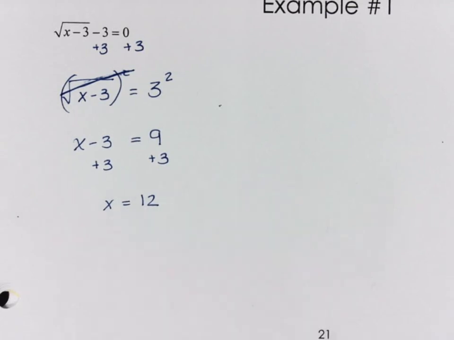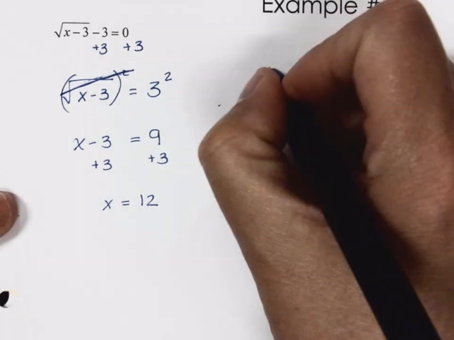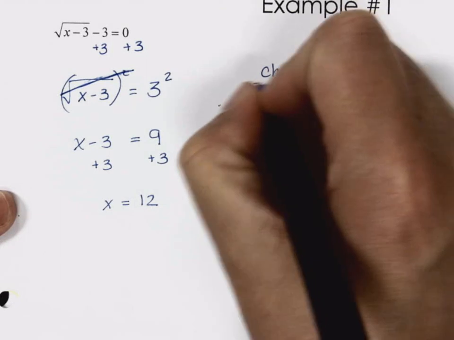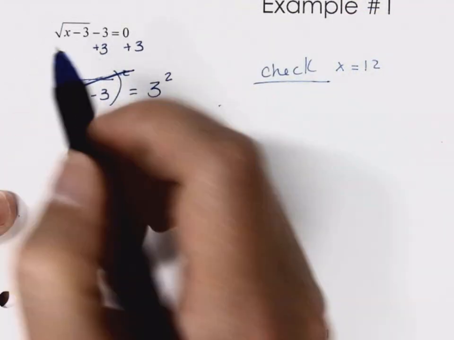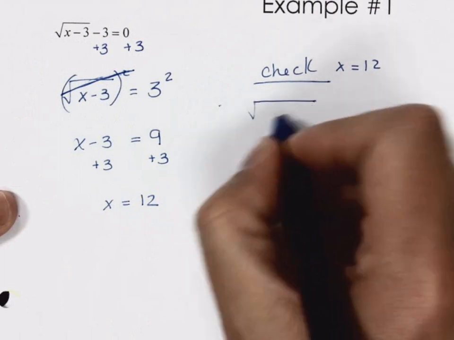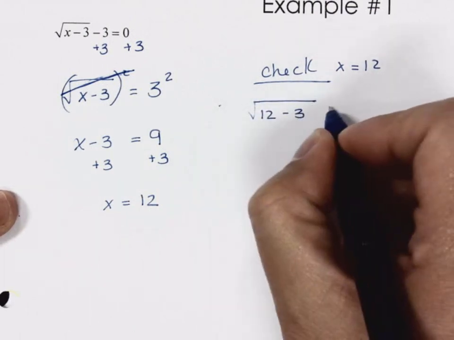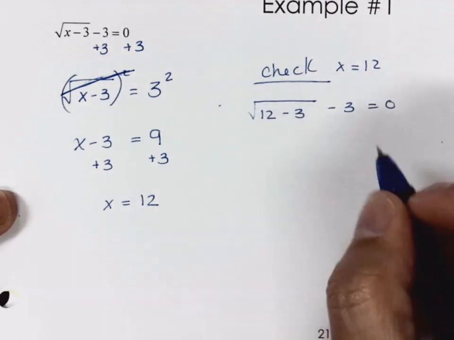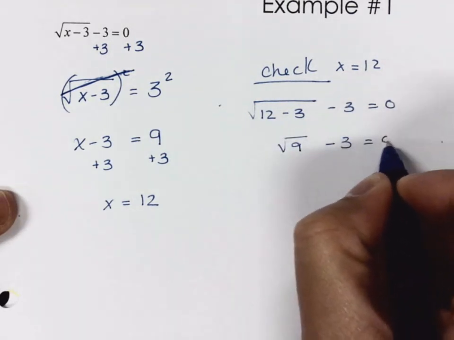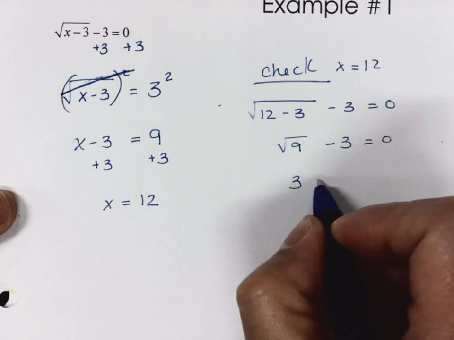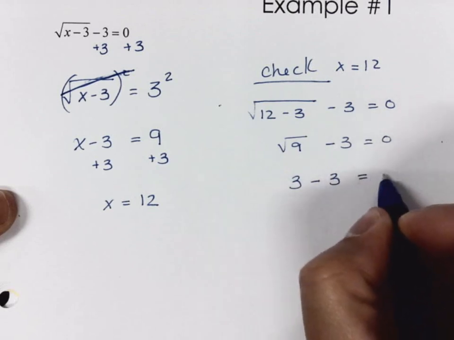That's nice and easy, training wheels. We're not done this. We have to check our solution to see if it works. So we're going to do the check, and we're going to substitute it into the original equation. So I'm going to have 12 minus 3 equals 0. Root of 9 minus 3 equals 0. 3 minus 3 equals 0.